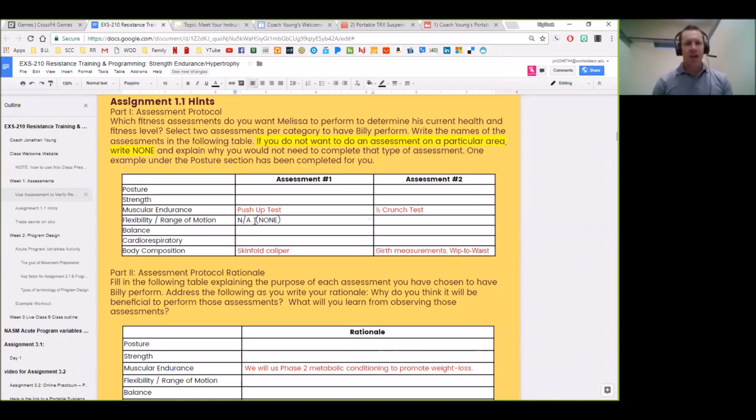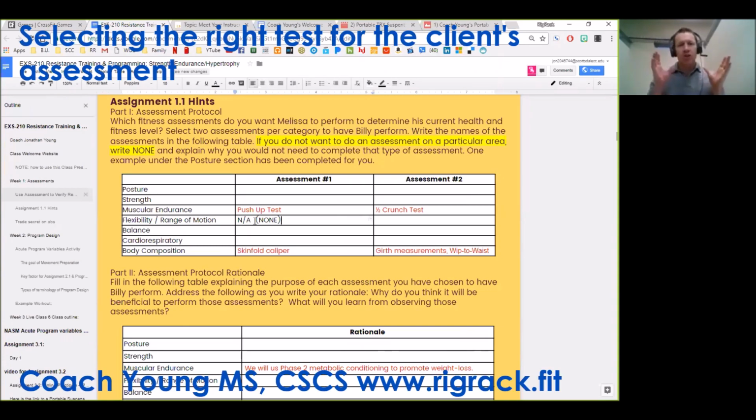If you read through your NASM textbook, you're going to see all sorts of stuff on postural assessments, dynamic and static. You'll notice I haven't really talked about those in this particular class because our client is not paying us to help her with her posture. We don't need to do a cardiovascular assessment on her because she's not interested in improving her cardiorespiratory fitness. She's interested in losing weight and looking good. So we need to make sure that the assessments that we pick are ones that prove to the client that she's obtained her goal.